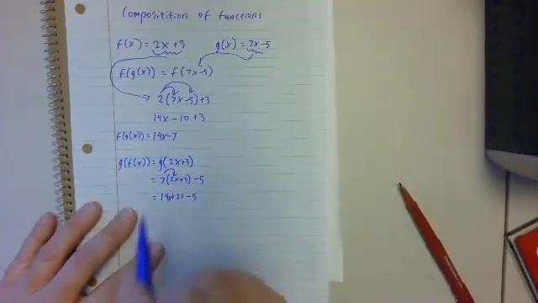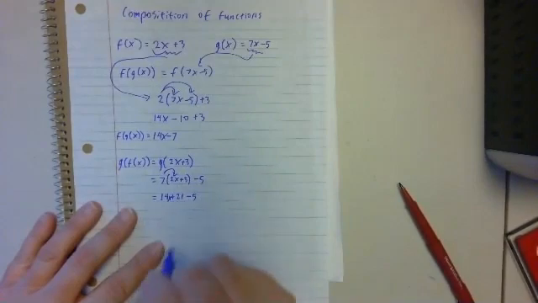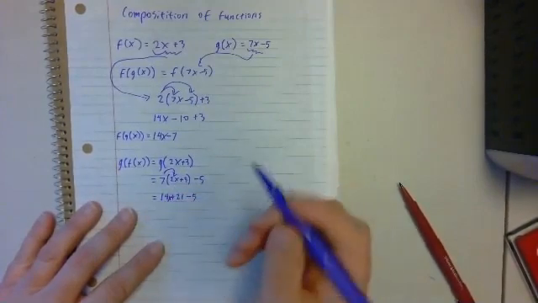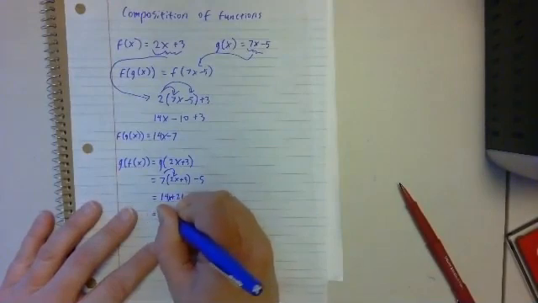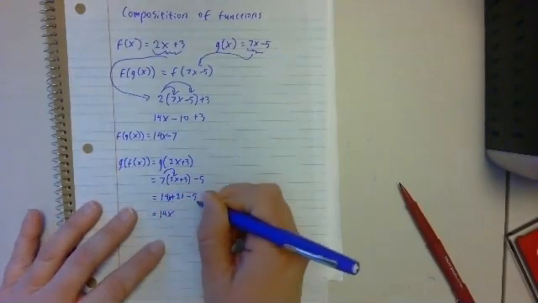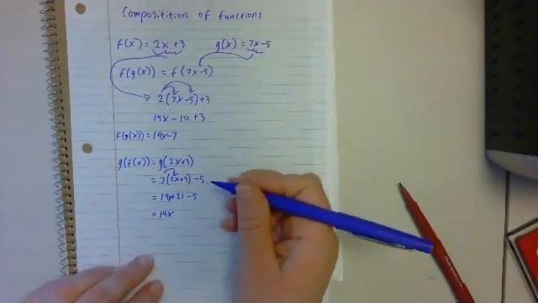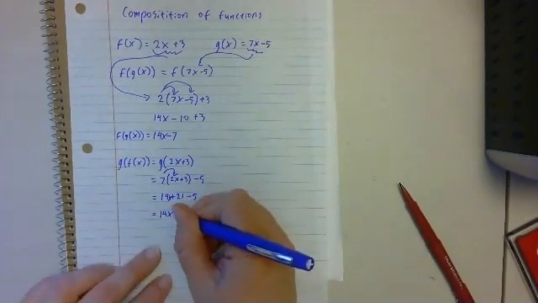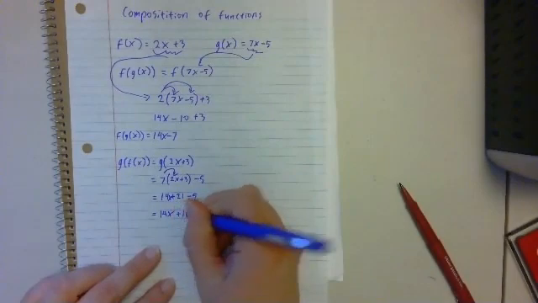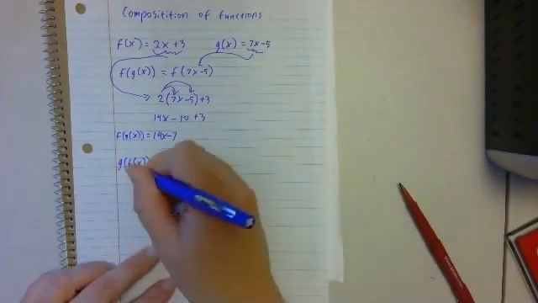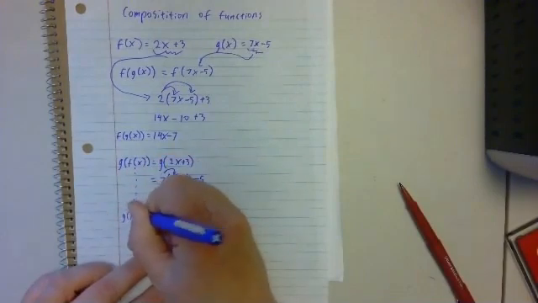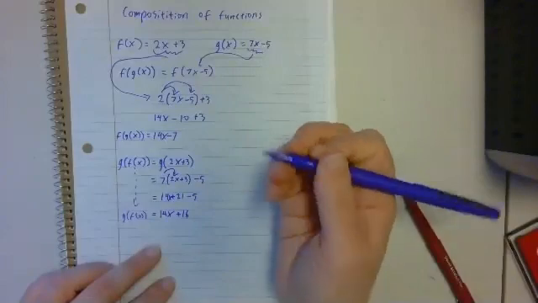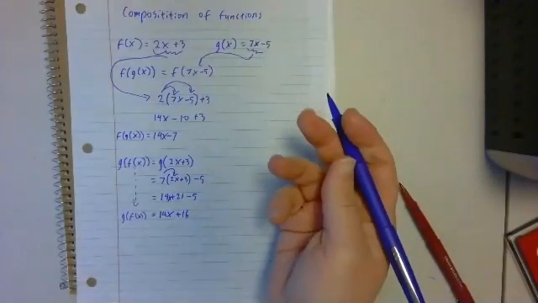That is a mistake I have seen students make, and I have to be careful about it myself. So sometimes I will double check to make sure that I still have my variable in there because I get so focused on doing my multiplication. So I still have my 14x. 21 and negative 5 are like terms. 21 minus 5 is 16. And so my function g of f of x is 14x plus 16.